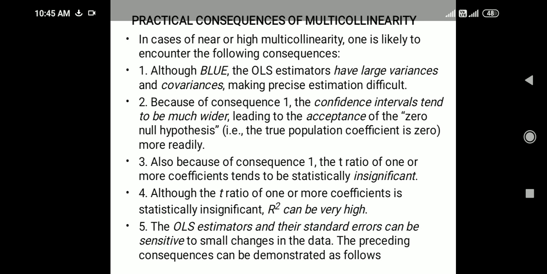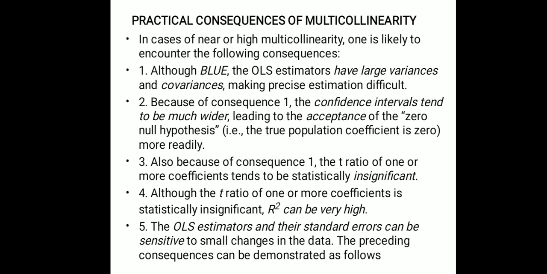Now these are the practical consequences of multicollinearity. What happens in the case of high collinearity? One is likely to encounter the following consequences. Although they are best linear unbiased estimators, OLS estimators have large variances and covariances, making precise estimation difficult.